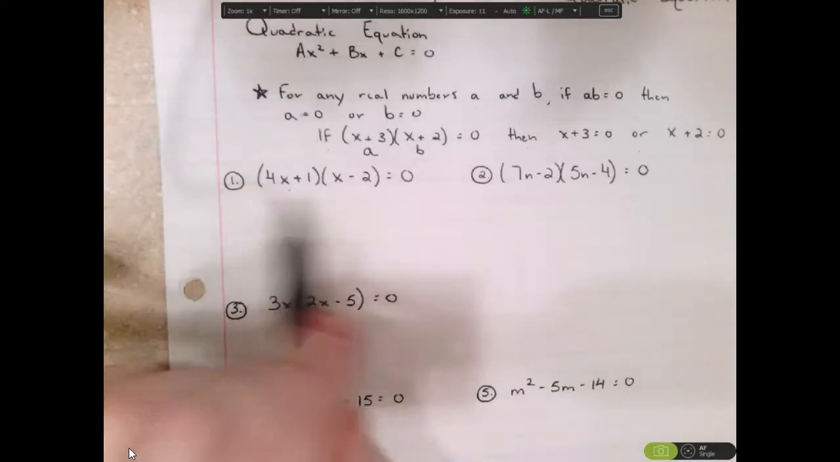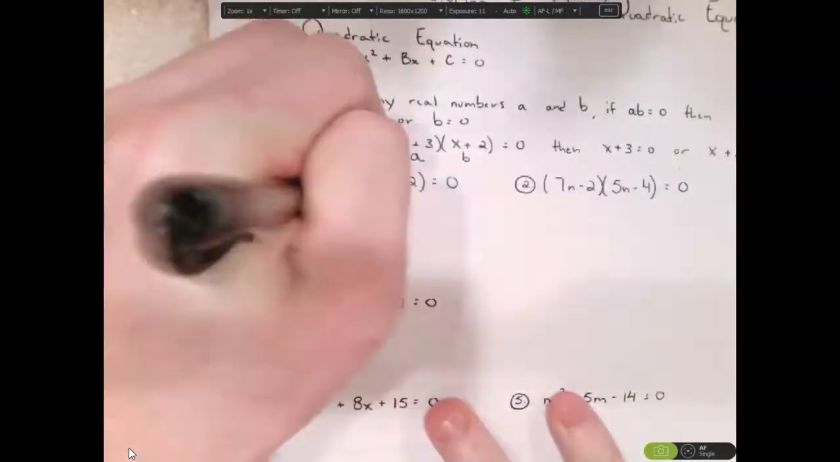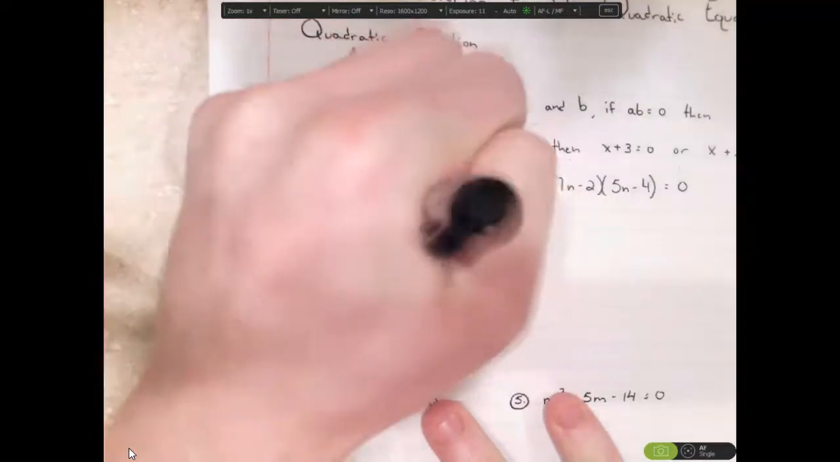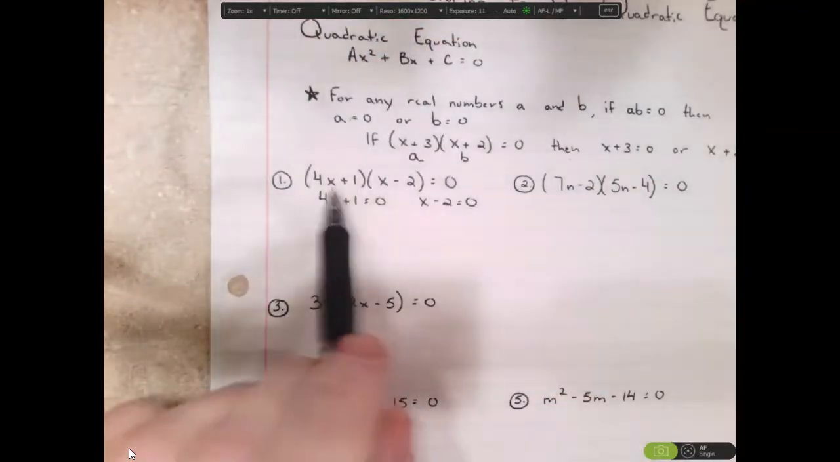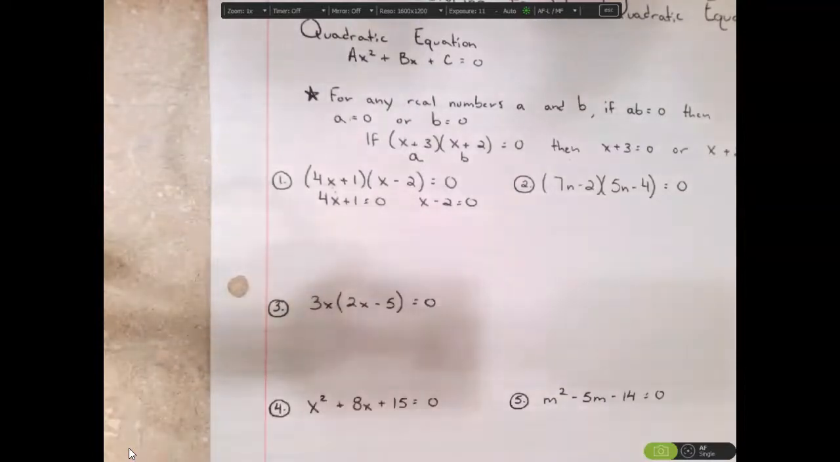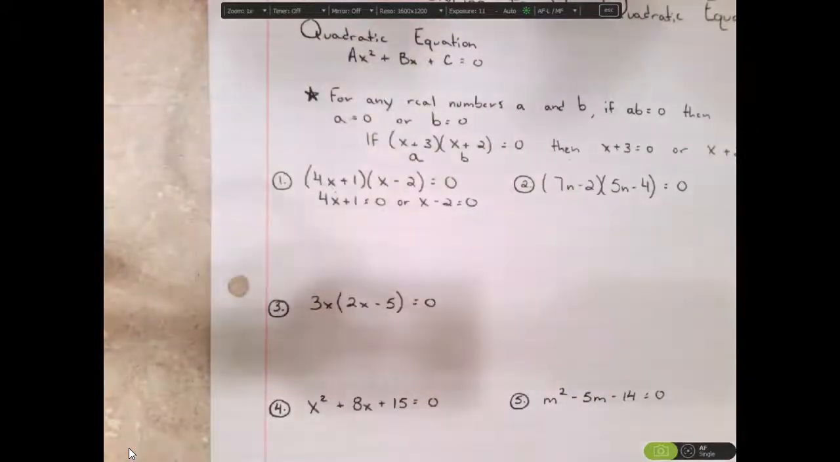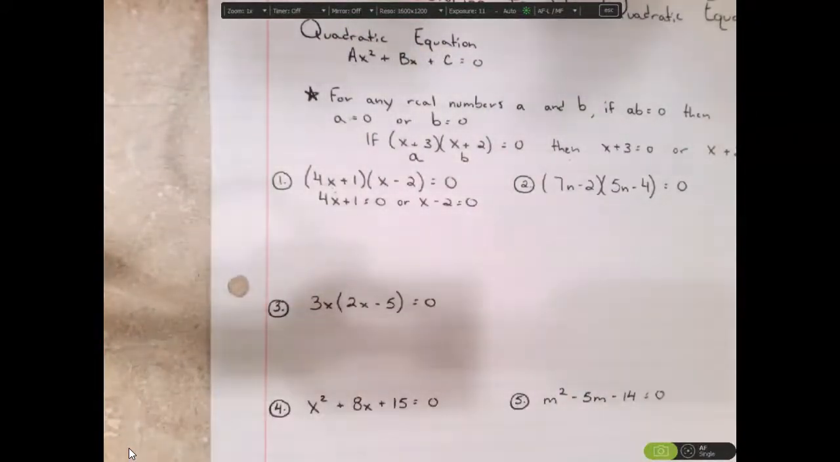So if I have 4x plus 1 and x minus 2, the way we're going to go about this is we're going to have 4x plus 1 equals 0, and we're also going to have x minus 2 equals 0. So we're going to set essentially both of our quantities equal to 0. And keep in mind, guys, we have an or in between because it's going to be one or the other. And then we're going to go through and we're going to solve for x.